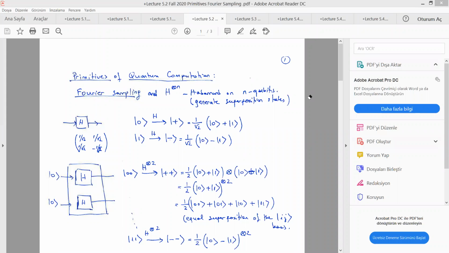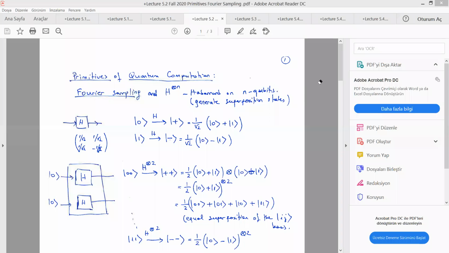Okay, I think we can start the second part now. We'll talk about some of the primitives of quantum computation. These primitives are important constructs if you want to build a quantum circuit that corresponds to a certain quantum algorithm.